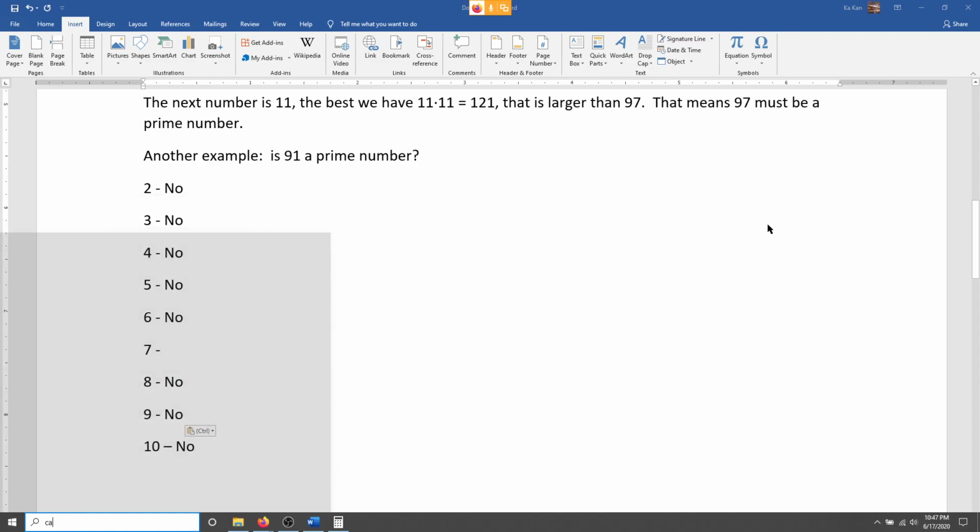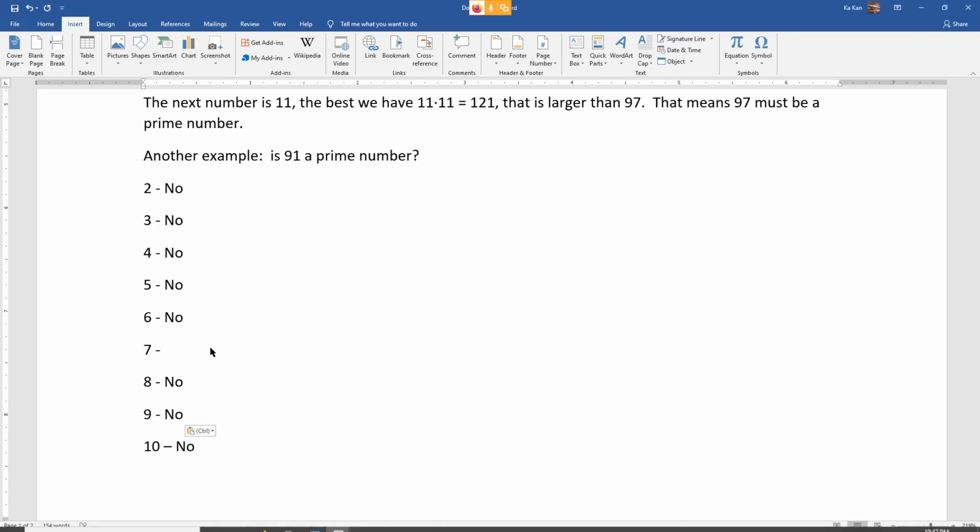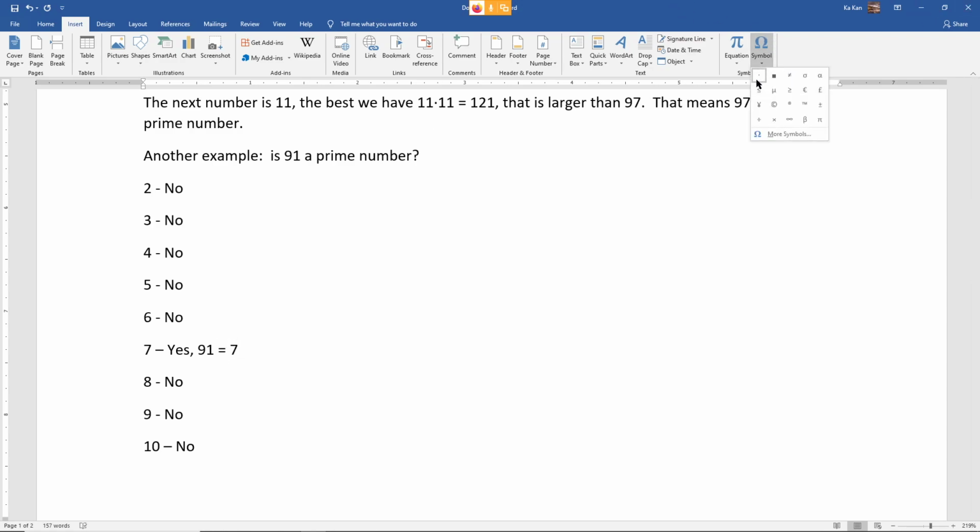Let's try. Calculator. 91 divided by 7. Enter. 13. Yes. So it turns out 91 equals 7 times 13. So indeed, 91 is not a prime number. It is a composite number.